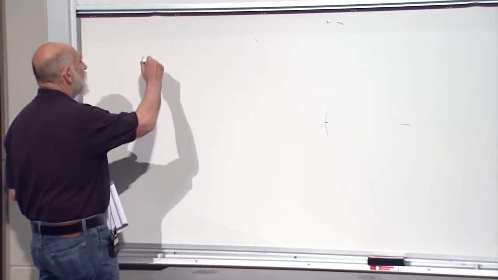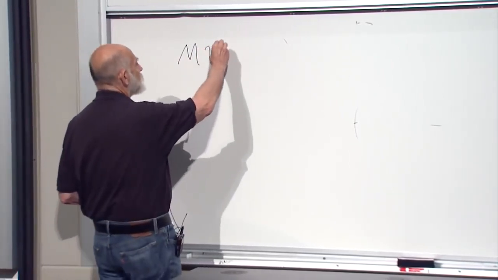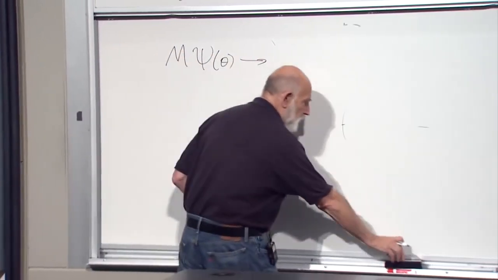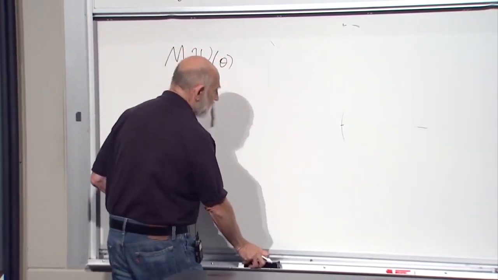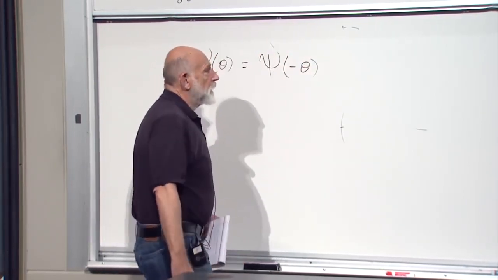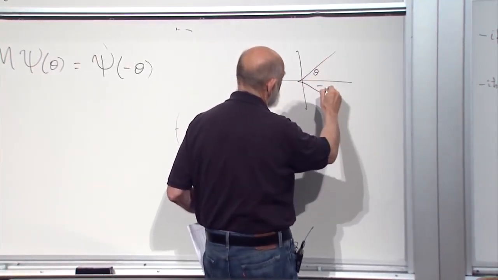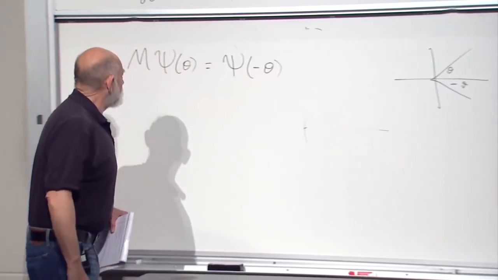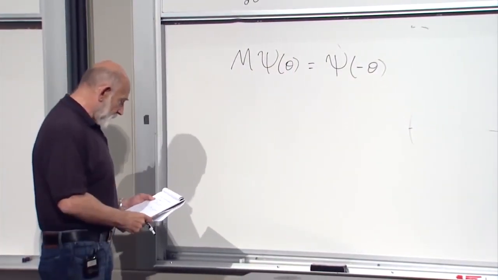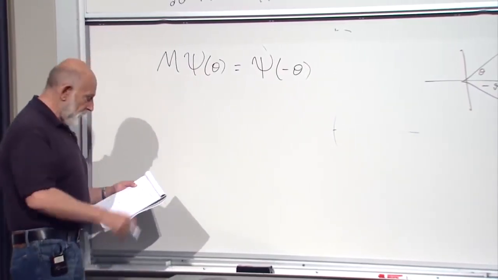Okay. The reflection operator we'll call M for mirror. It takes any wave function and replaces it. I shouldn't write arrow, I should write equals. And replaces it by a wave function of minus theta. Reflection about the horizontal axis just takes theta to minus theta. So any wave function, when you reflect it, goes to psi of minus theta.